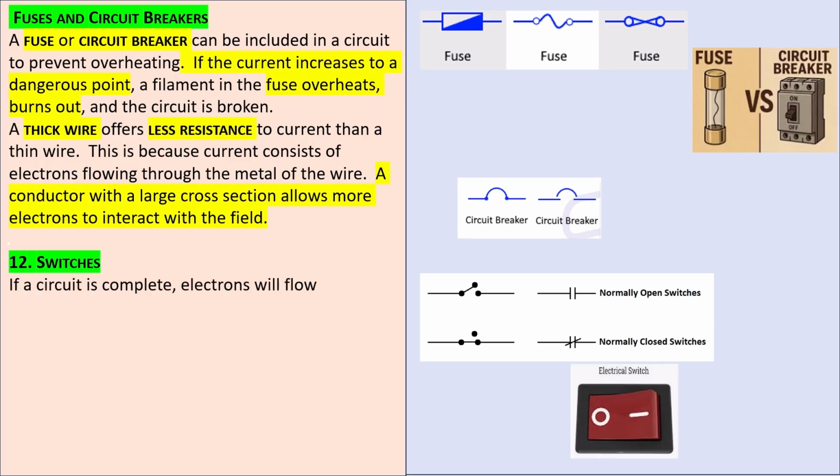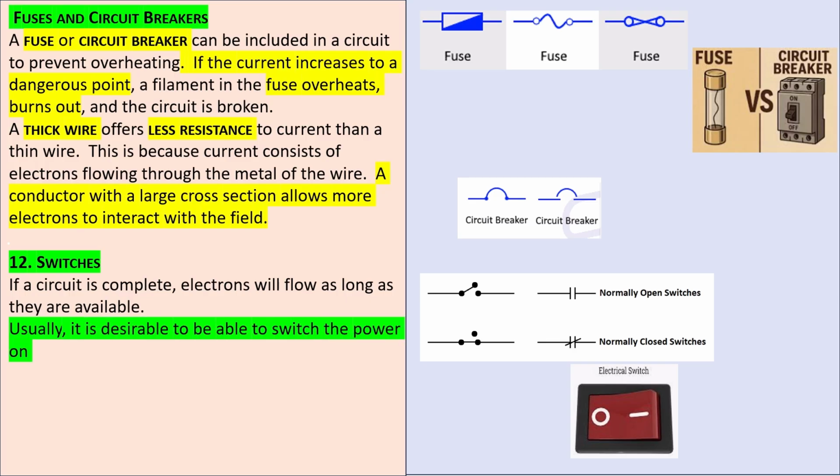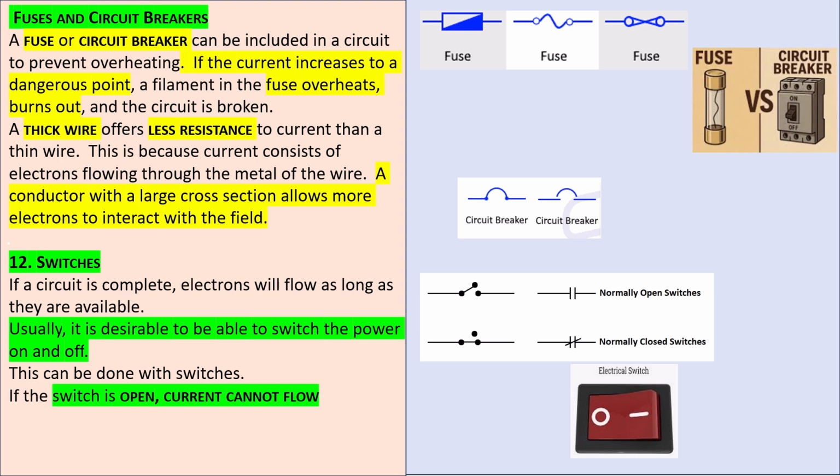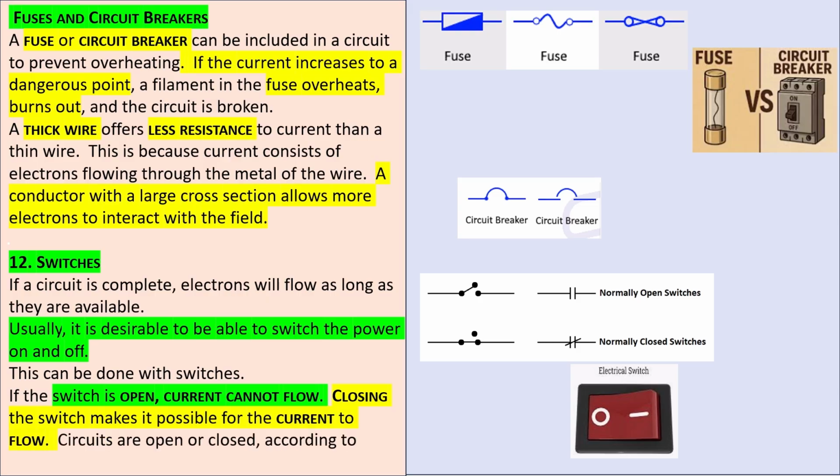Switches. If a circuit is complete, electrons will flow as long as they are available. Usually it is desirable to be able to switch the power on and off. This can be done with switches. If the switch is open, current cannot flow. Closing the switch makes it possible for the current to flow. Circuits are opened or closed according to the position of the switch.